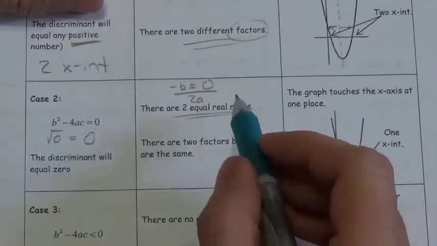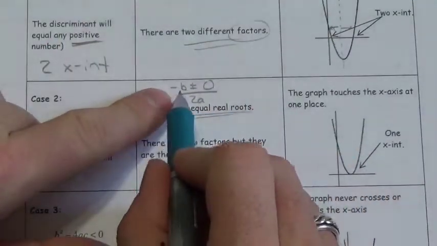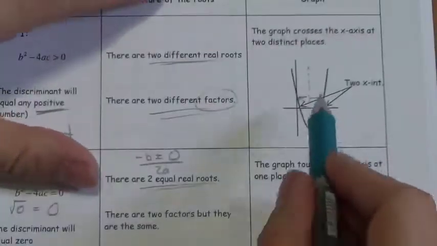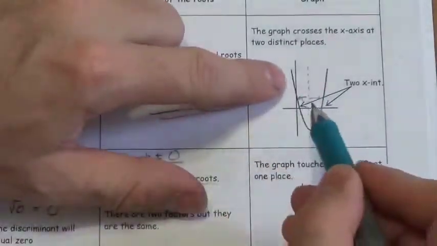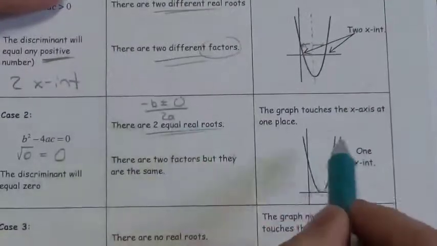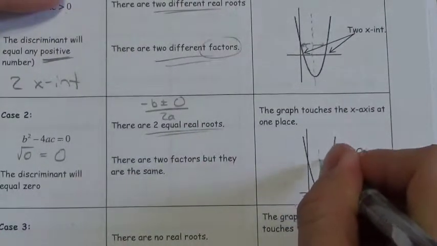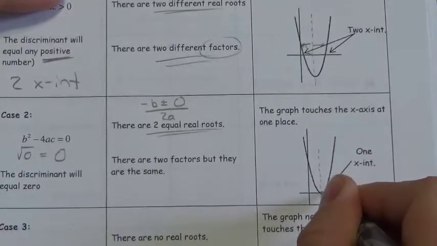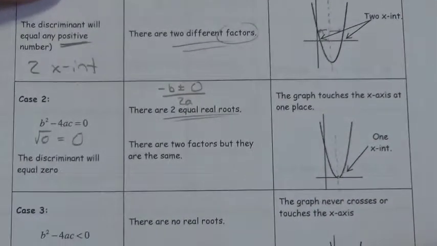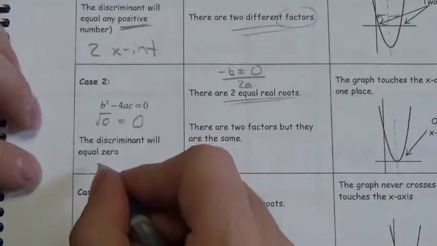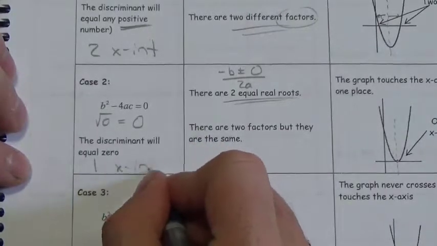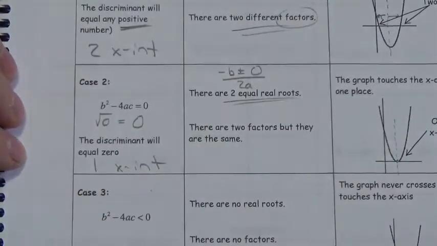And in fact, if you think about it here, normally it would be negative b plus or minus. So up here it'd be like my axis of symmetry plus or minus that value. Here, I'm adding and subtracting 0. I'm not going anywhere, which is why my root is right on that vertex, that axis of symmetry. So we're going to get one x-intercept if this is the case.